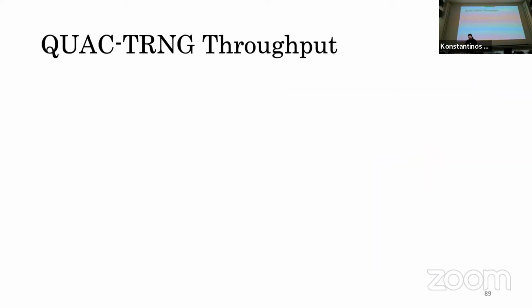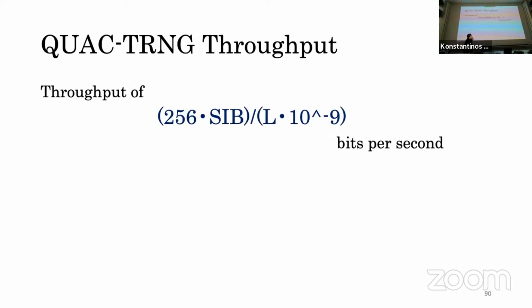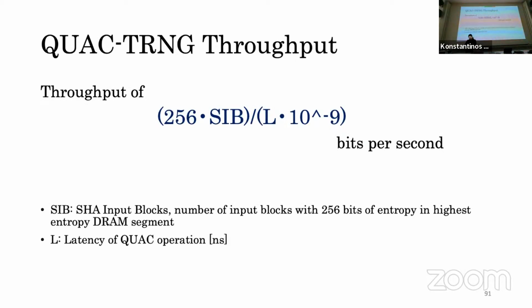Now let's quickly have a look at the throughput of QUAC-TRNG. The throughput for a DRAM module can be computed with the following formula, where SIB is a SHA input block with 256 bits of entropy. This value is then multiplied by 256, since a single QUAC operation produces a 256-bit random number. L is the latency of a QUAC-TRNG operation, including the initialization of the 4 QUAC rows, in nanoseconds.